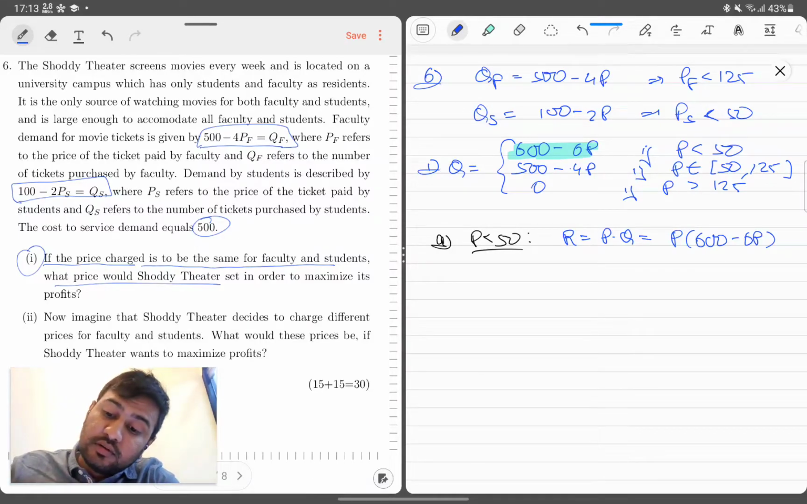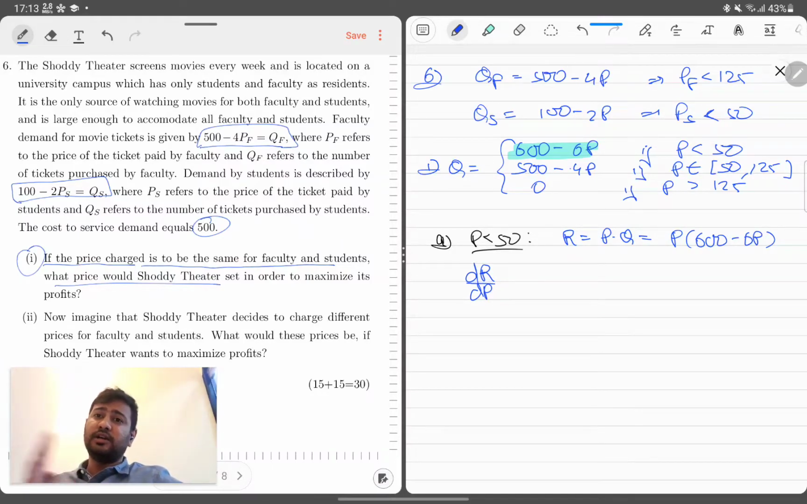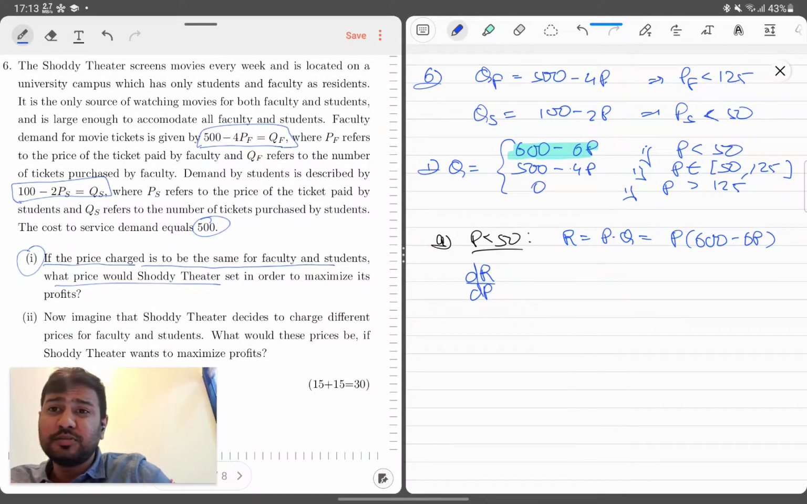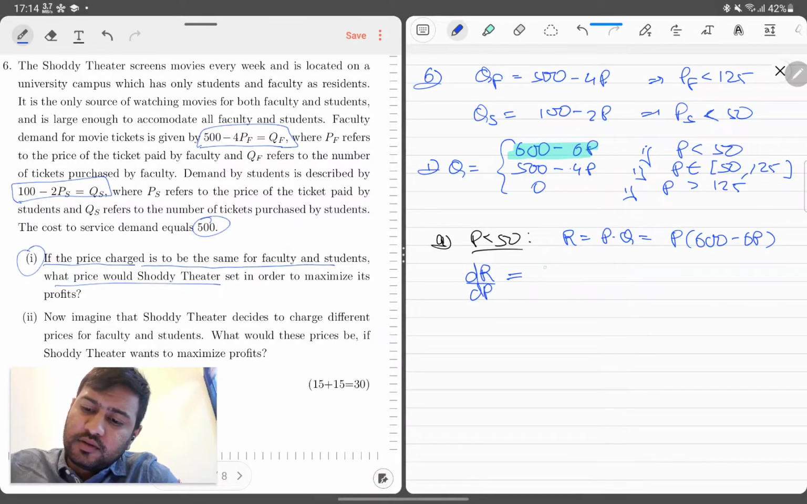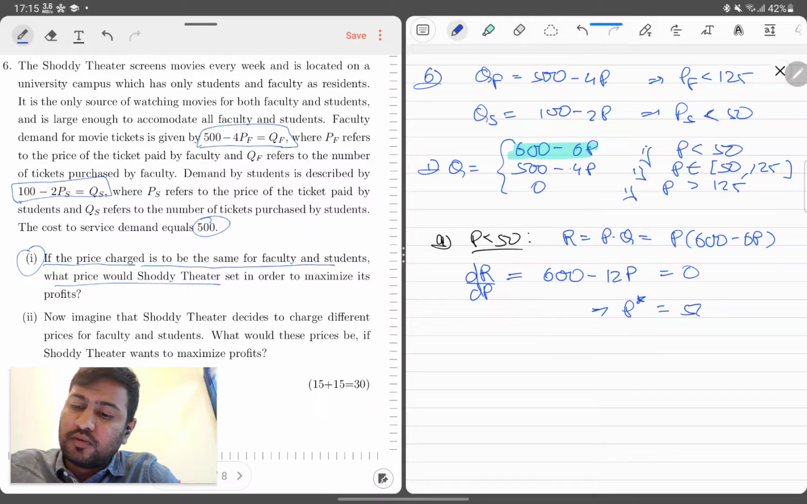Here's the trick. Ultimately price and quantity are linked, so you need not deal with them as two separate entities. You can deal with them as a single entity, which are linked to each other. So either differentiate with respect to price by making a complete function of price, or make a complete function of quantity and differentiate with respect to it. So dR by dP is going to be equal to 600 minus 12P, which should be equal to 0, which implies P star must be equal to 50.